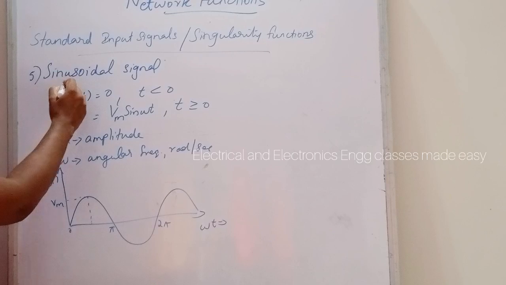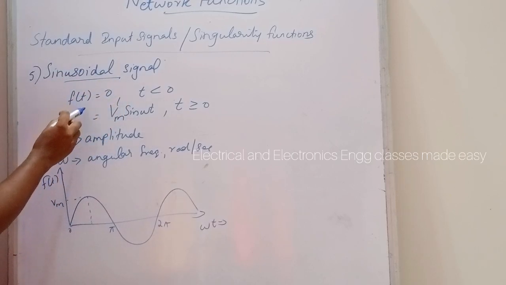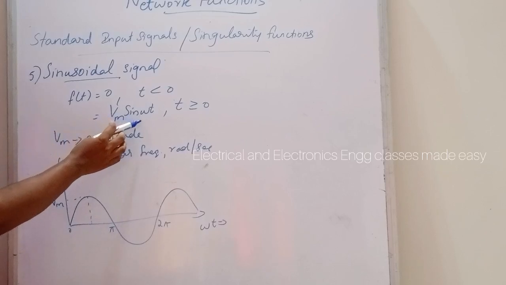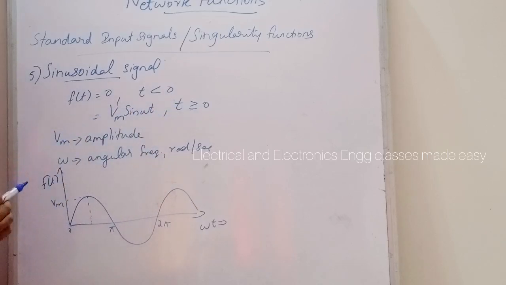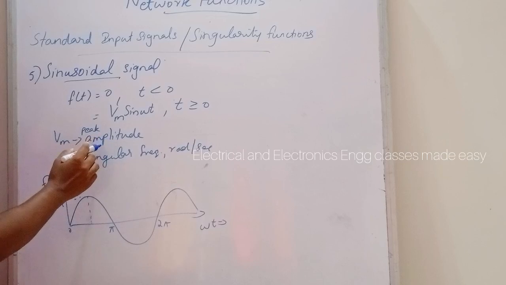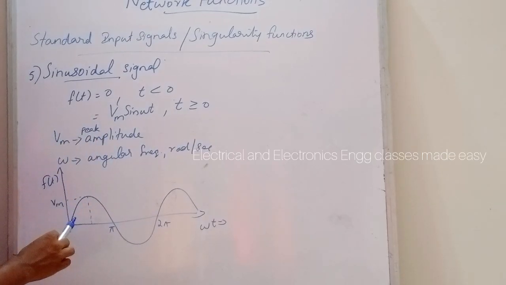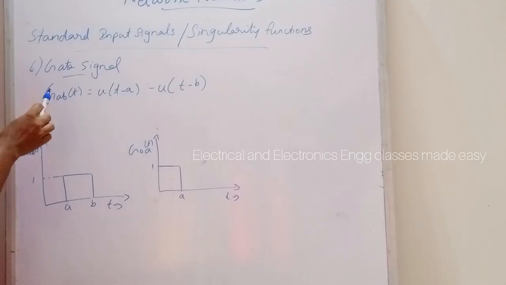Next is sinusoidal signal. It is defined as f of t is equal to 0 for t less than 0 and equal to Vm sin omega t for t greater than or equal to 0. Vm is the peak amplitude and omega is the angular frequency in radians per second, and this is the representation of the sinusoidal signal. Next is gate signal.